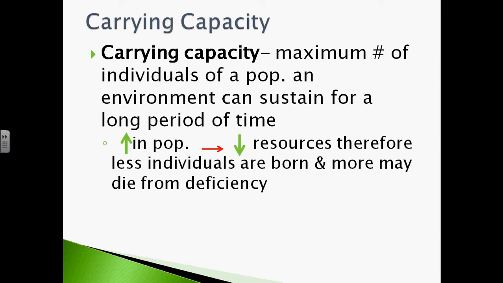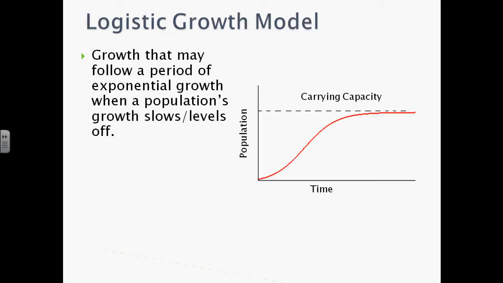So you'll see that when we have an increase in population, we obviously have a decrease in resources because organisms depend on the resources. They're feeding off those resources. Maybe space is a resource. Therefore, there are fewer individuals that are going to be born, and more may die from deficiency because they're not getting the resources they need. That's why organisms eventually reach this carrying capacity.